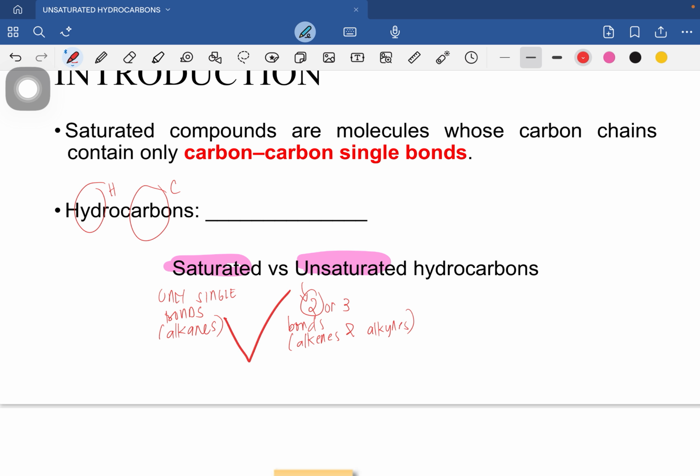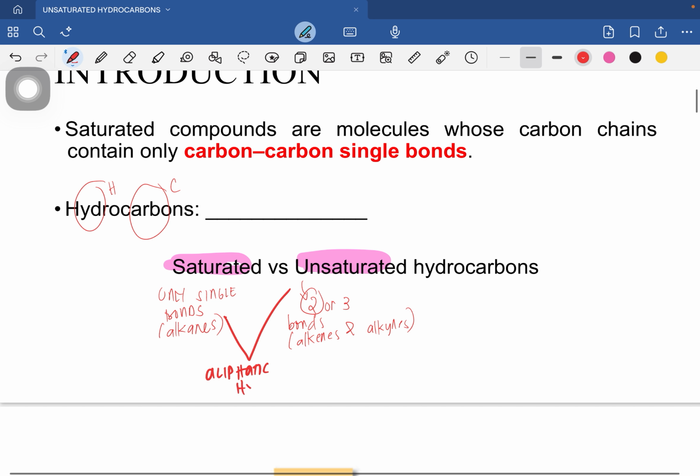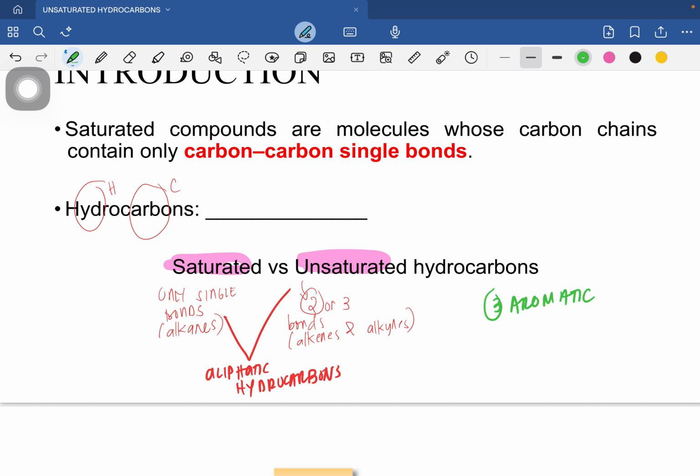Okay, now take note, guys, that both your saturated and unsaturated hydrocarbons are examples of aliphatic hydrocarbons. So we also have another type of hydrocarbon, which is called your aromatic hydrocarbon. When we say aromatic hydrocarbon, these are hydrocarbons that have benzene rings.